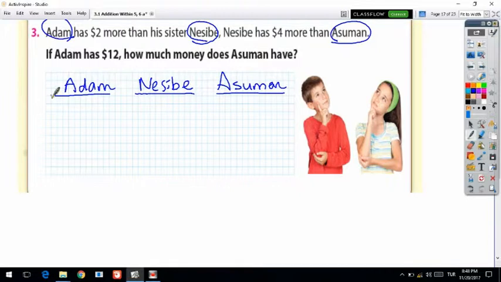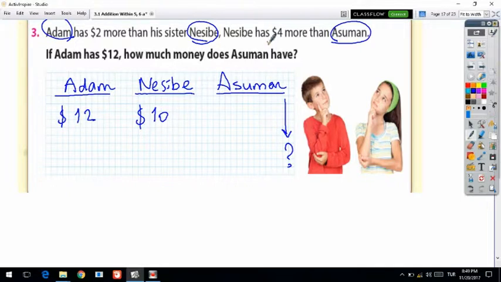Okay, now let's continue to read the question. If Adam has $12, how much money does Adam have? $12. So how much money does Asuman have? We'll find this one. There is a question mark. Now let's read the question from the beginning. Adam has $2 more than his sister Nesibe. So Nesibe has $2 less than Adam. Less than means minus, right? Nesibe, 12 minus 2 is equal to $10.